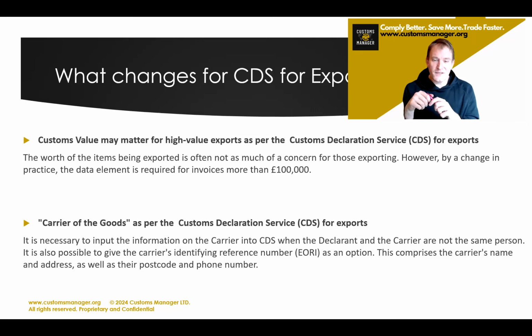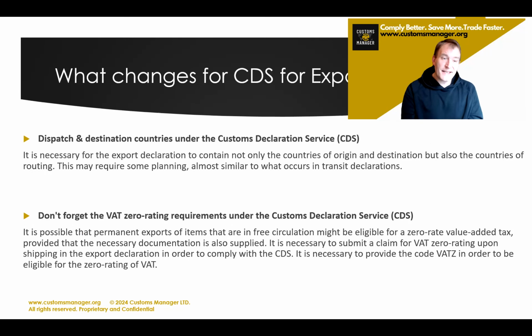Carrier of goods as per the customs declarations is necessary to be input, and that means the carrier's name and address as well as postcode and phone number, which should be available. Then dispatch and destination countries under the CDS is also important to understand, so that from an export controls perspective, this can also be understood. That might require some planning, and you might want to know what is the dispatch and the destination country. And that might require you to converse with your clients or your recipients of the goods in order to be able to complete that. So it's something to note.